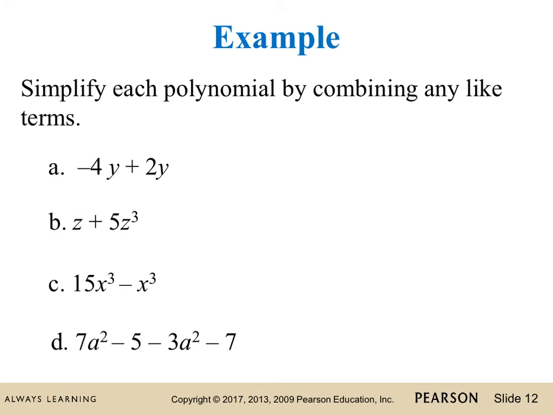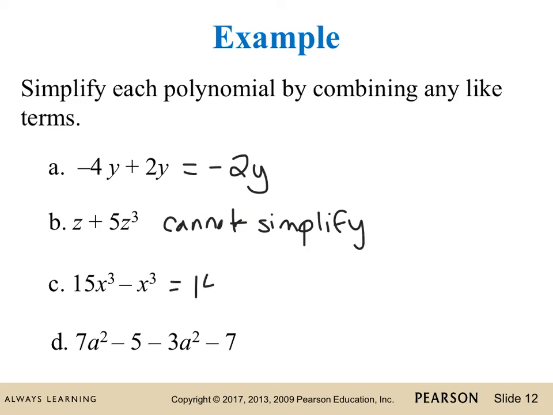Okay, so simplify by combining like terms only if you can. So minus 4y plus 2y, those are like terms, and I add their coefficients to get negative 2, keep the common variable. Z plus 5z cubed, cannot simplify. Those are not like terms. 15x cubed, subtract x cubed, is 14x cubed. I'm doing 15 subtract 1. This last one, I'm going to combine the terms that are like with each other. So 7a squared minus 3a squared is 4a squared. And then minus 5 minus 7 is minus 12.